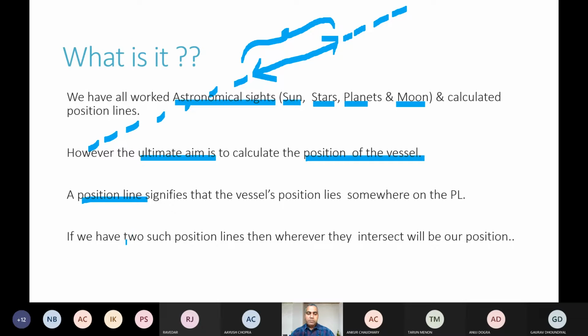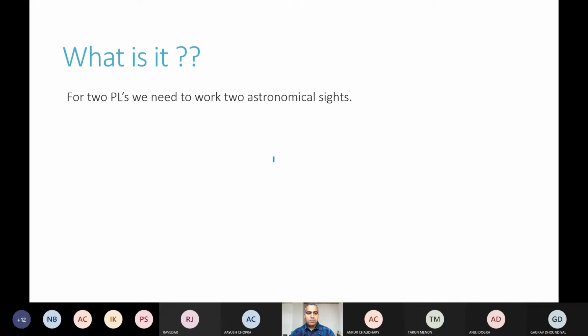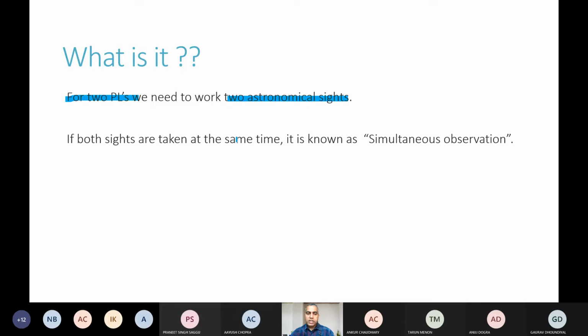Now, if we have at the minimum two such position lines, then wherever they intersect will be our position. So this is what is plotting of sites. For two PLs, we need to work out two astronomical sites. If both sites are taken at the same time, it is known as a simultaneous observation.